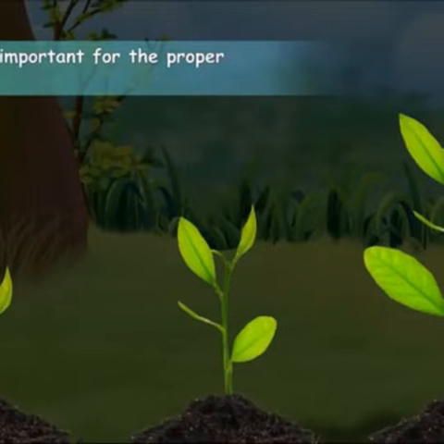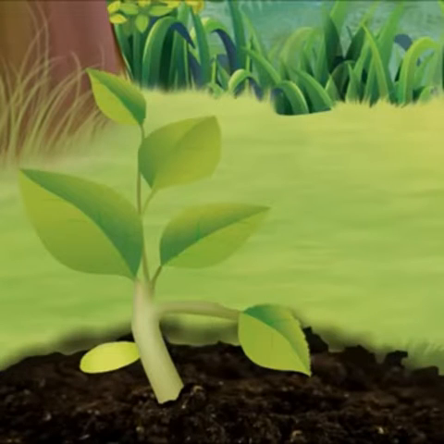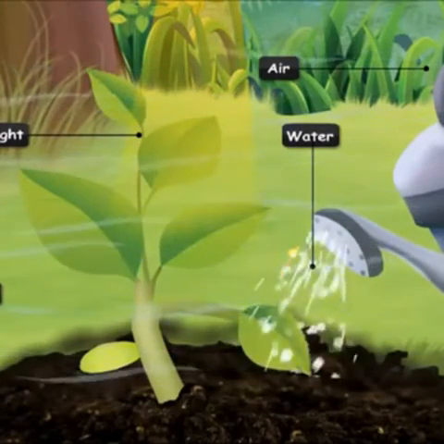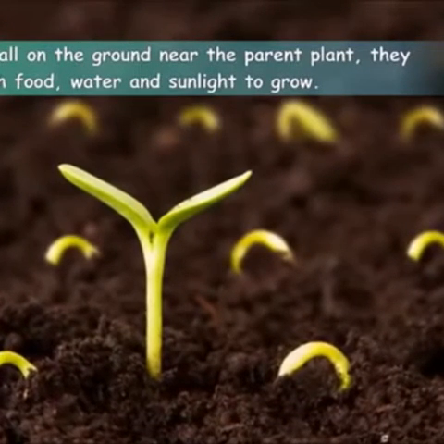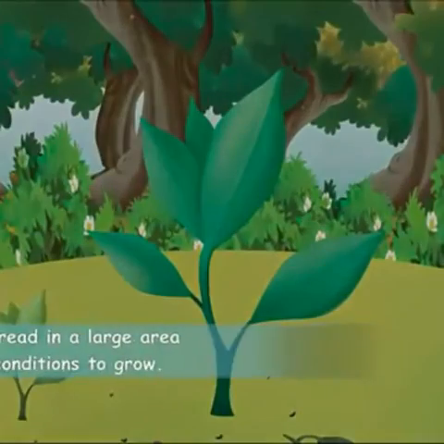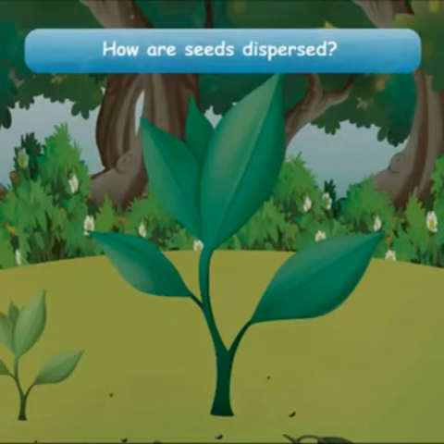Seed dispersal is important for the proper growth of plants. Do you know why? Seeds need suitable conditions of soil, air, water and sunlight to grow. If all the seeds fall on the ground near the parent plant, they will not get enough food, water and sunlight to grow. So, seeds have to spread in a large area to grow well. Now you know what seed dispersal is and how important it is. The next question is how it occurs.